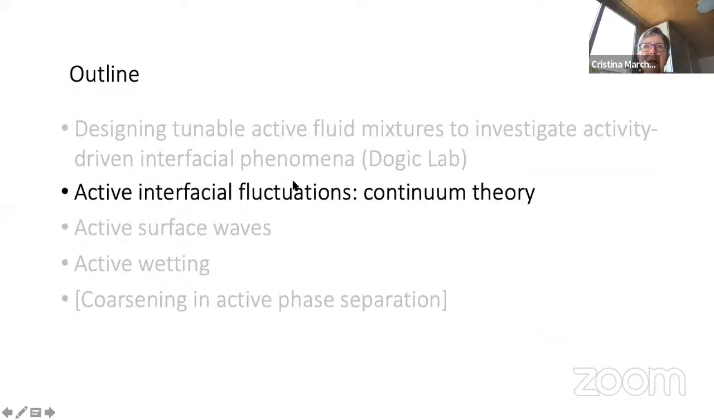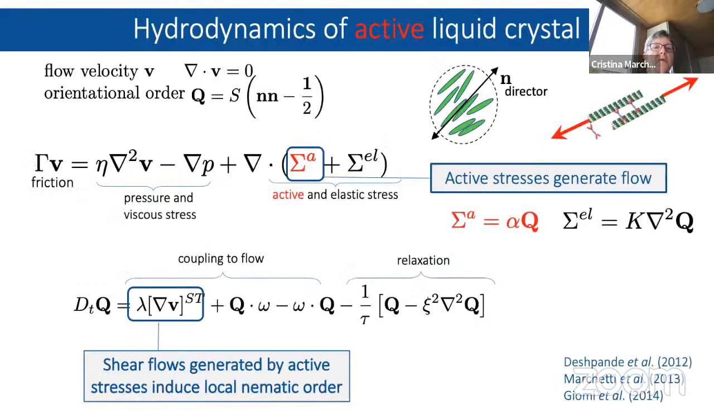Okay, so let's try to develop a continuum theory of these active interfacial fluctuations. First of all, I want to spend a minute reminding you how we, over the years, have constructed a hydrodynamic theory of these kinds of active liquid crystals. These are suspensions of elongated things, microtubules. There is a lot of local orientational order.